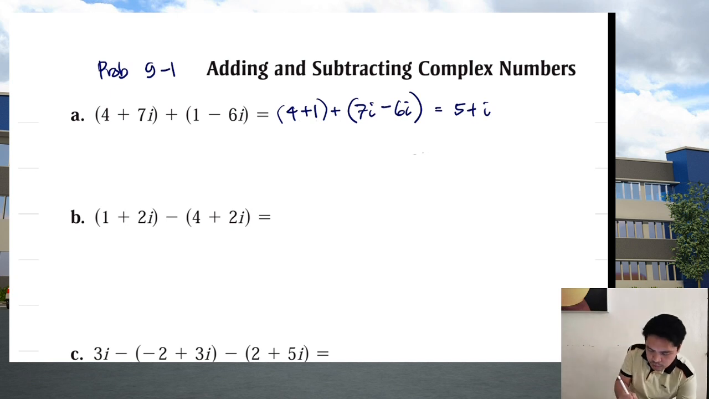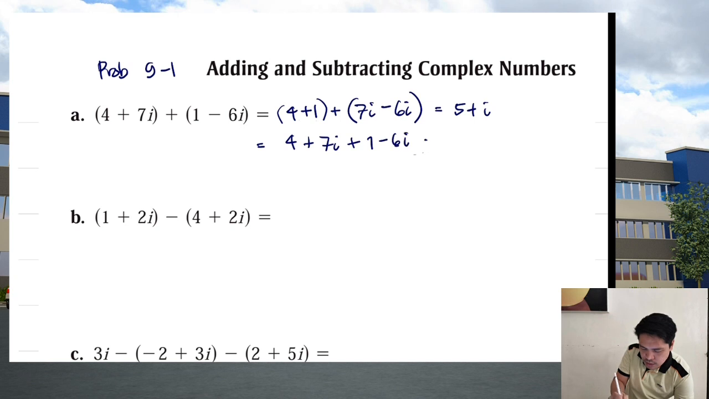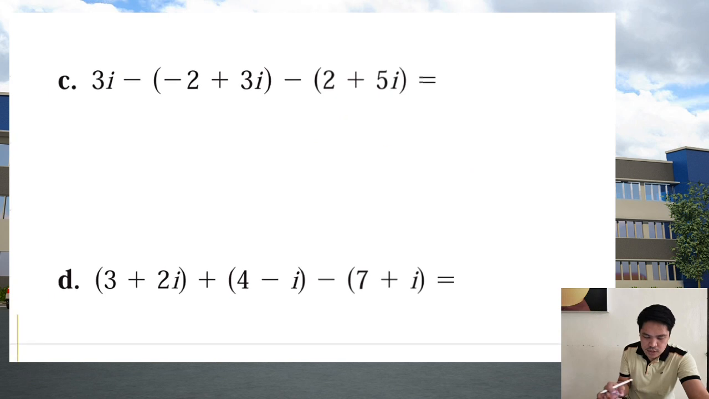Or you may approach it like this. You just remove all the parentheses since it's positive here. So you'll have 4 plus 7i plus 1 minus 6i. That would be equal to 4 plus 1 plus 7i minus 6i, or 5 plus i. So still the same. For letter C, we have this.